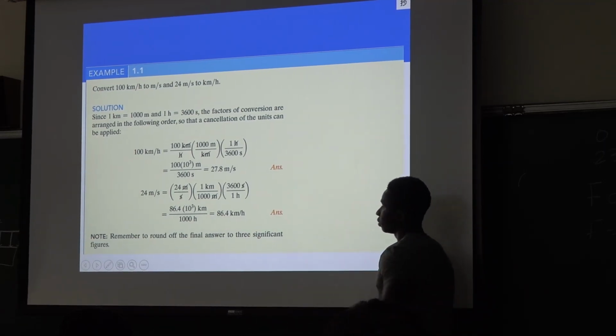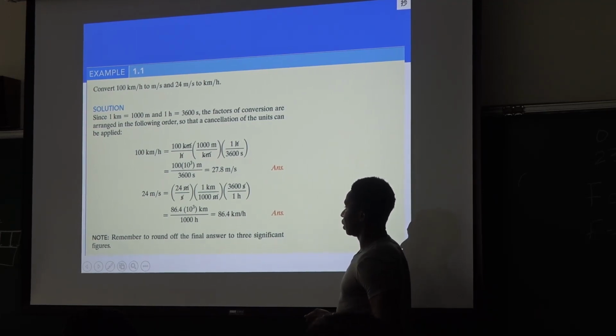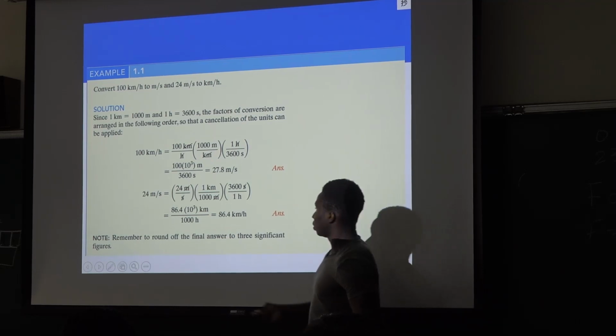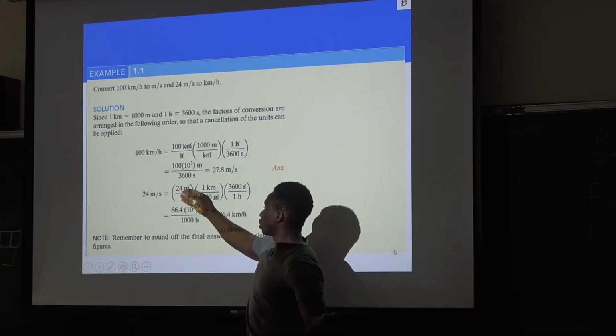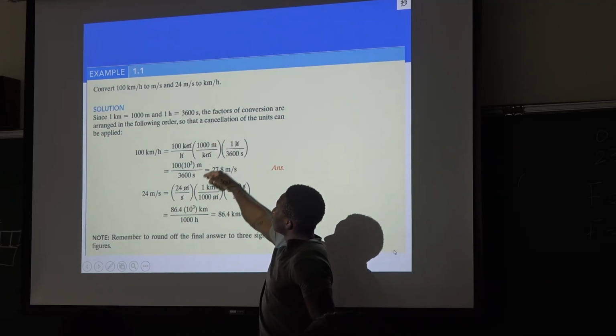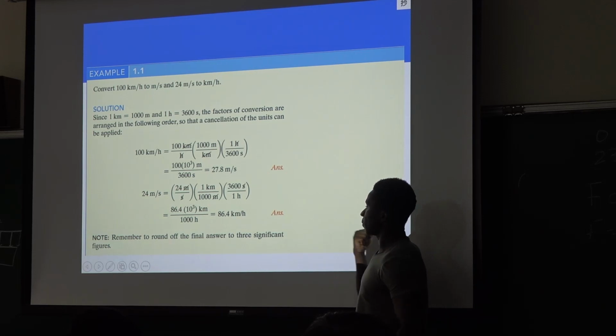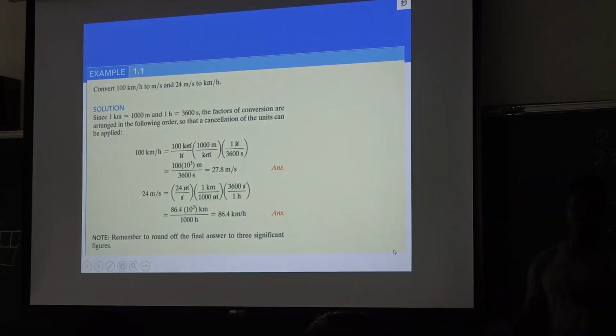So it's some very basic transformations that you need to do. Okay, or if you don't want to do it like that, you can just convert the 24 meters to kilometers directly, divide this by 1,000, and then you change the seconds to hours. Okay? Vice versa, whichever you find easier.